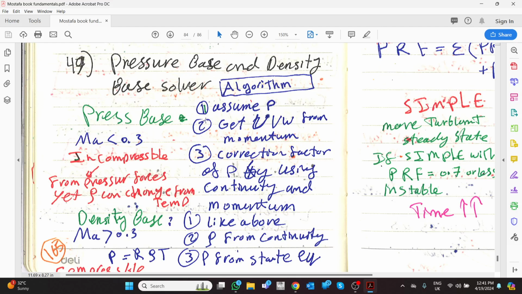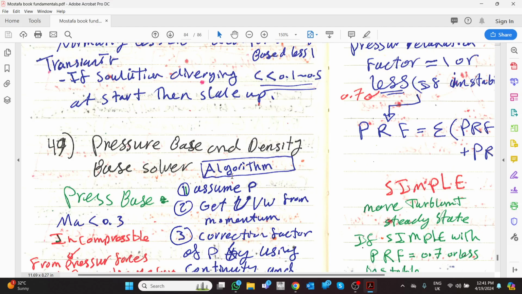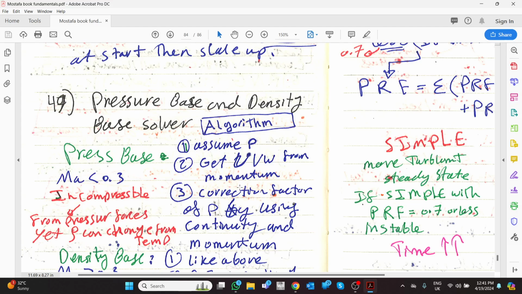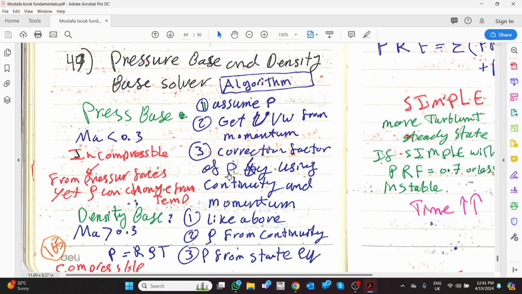So each time step, maybe we'll have 10 iterations, which means pressure, velocity, density, correction, pressure, velocity, density, and so on. Maybe 10 iterations, 5 iterations, 20 iterations; you define per each time step how many iterations you have: 10, 20, 100. More iterations means more accurate solving. Fewer iterations means less accurate solving, which gives you wrong numbers, which pushes the entire solver to diverge, so there is no solution.